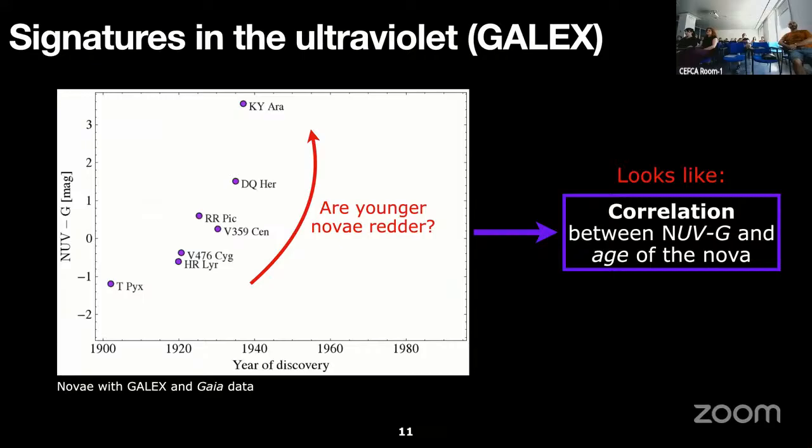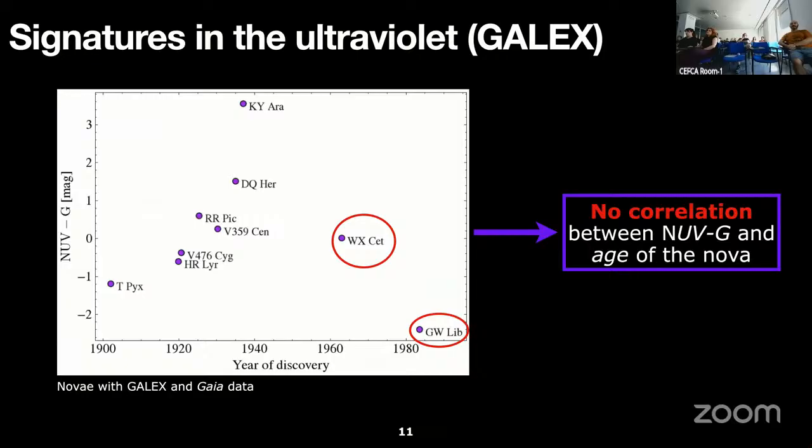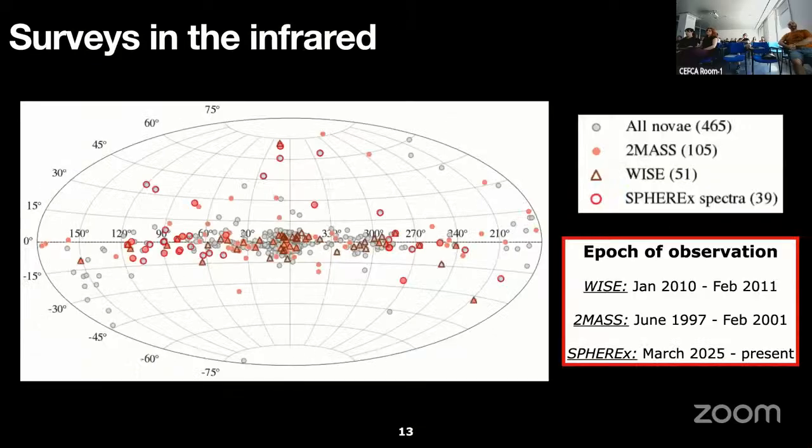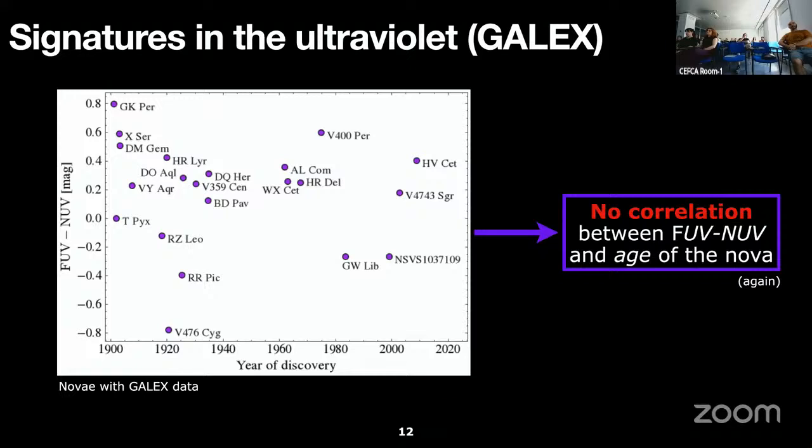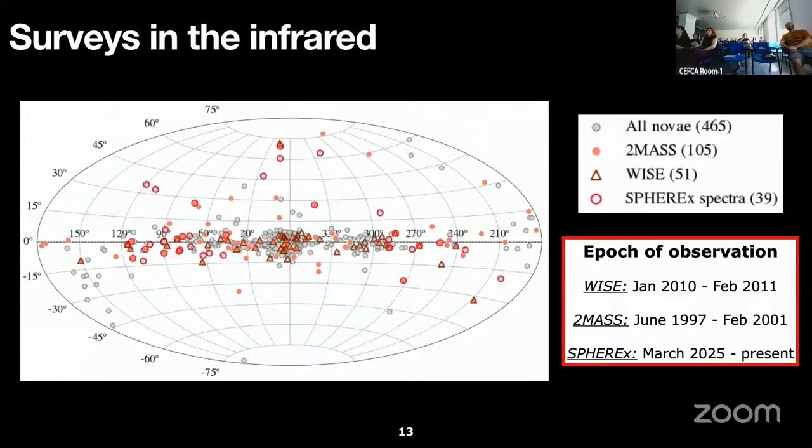which is the relation between the year of discovery and the color. First, we can see that maybe the younger a nova is, the redder it is, but there is no correlation in the end. And also we tried to see if there is a correlation with the ultraviolet color, and we also don't find any correlation. Which in reality we expected, but it is a little bit disappointing. So let's move on to the infrared spectrum and see if we find something else.